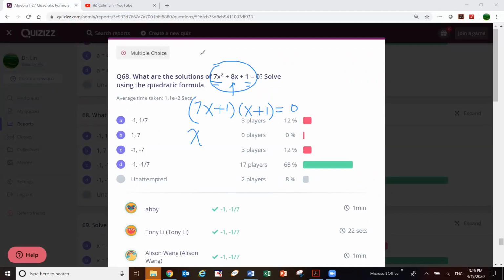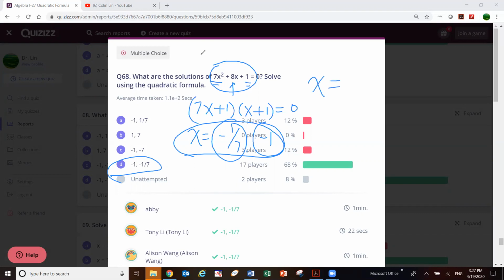So one of the answers is negative 1/7, and the other one is negative 1. Okay, so we have two answers. You can get the answer D quickly if you know how to factor. But the quadratic formula is definitely better, a more general method. Don't be scared, it just takes a little bit longer to calculate.